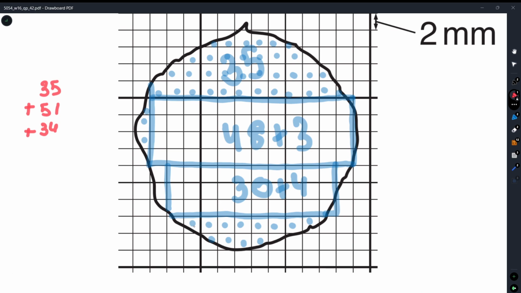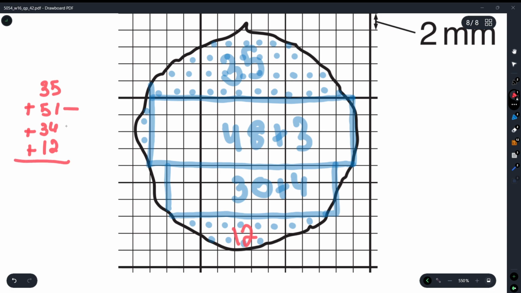And then you've got how much? 1, 2, 3, 4, 5, 6, 7, 8, 9, 10, 11, 12. So you've got 12 over here. Plus 12. Now let's see. 86, 90, 120, 120 and 12 is gonna give me 132 approximately.